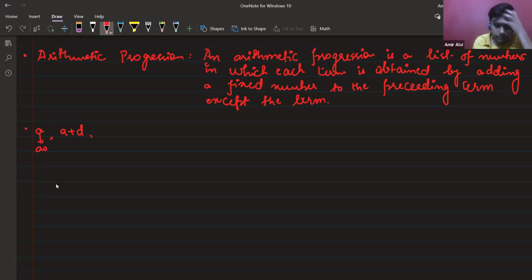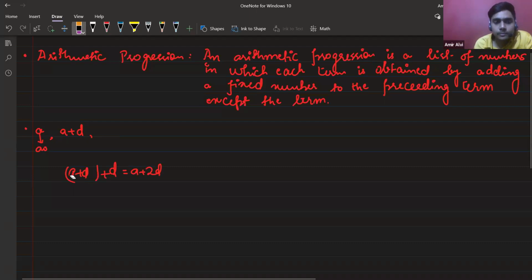Second term of AP. If you add D, what will the second term be? It is A plus D. To get the third term, you add another D, and it becomes A plus 2D. Yes or no, all of you? Yes, sir. Okay, so A plus 2D.